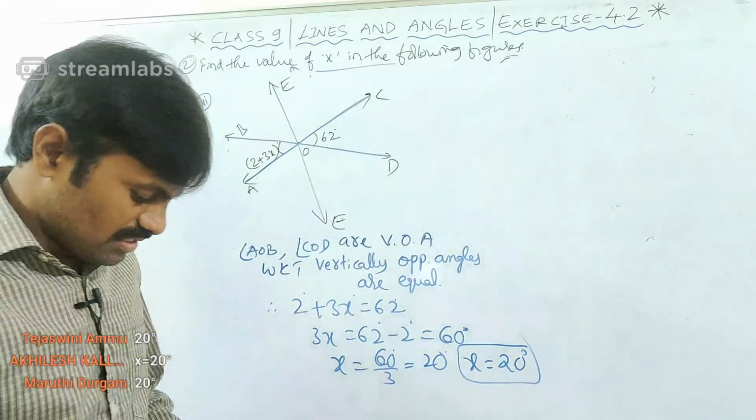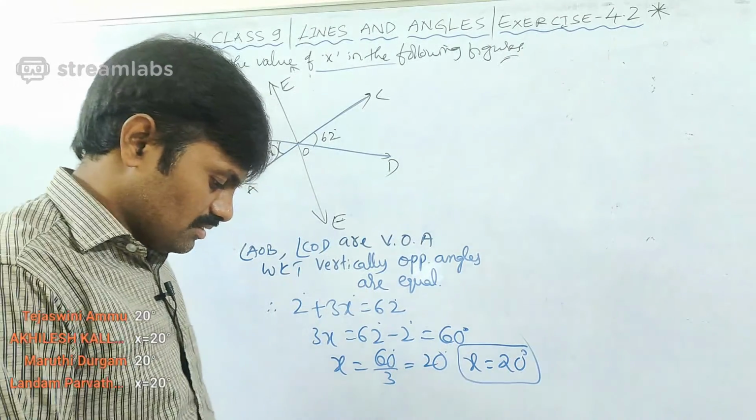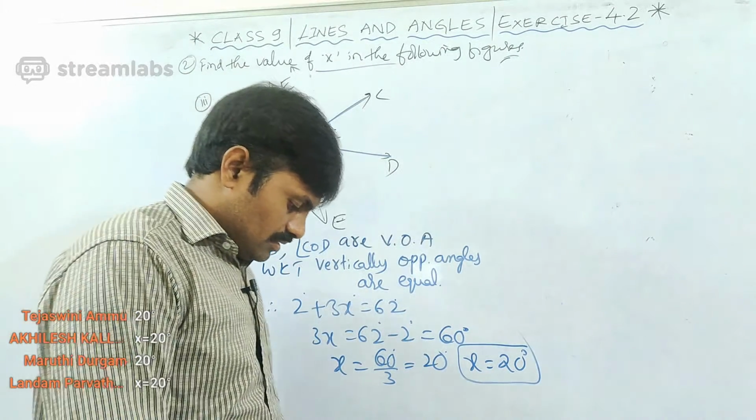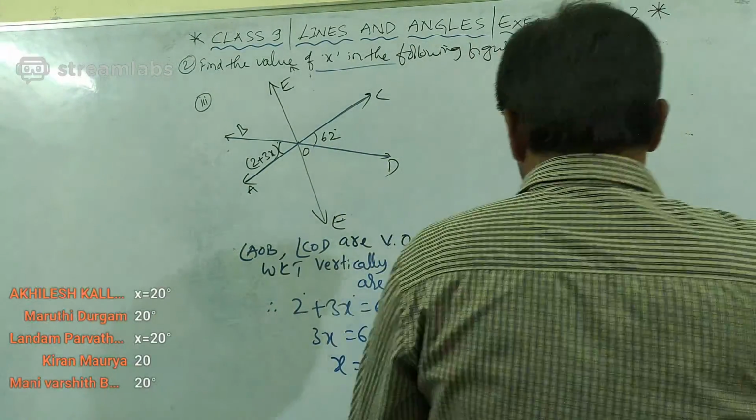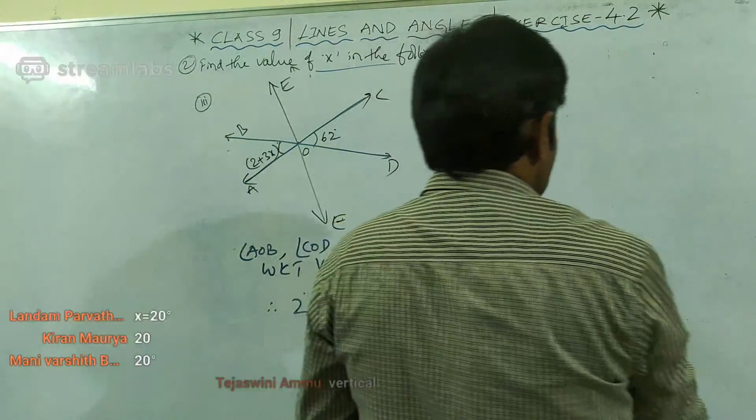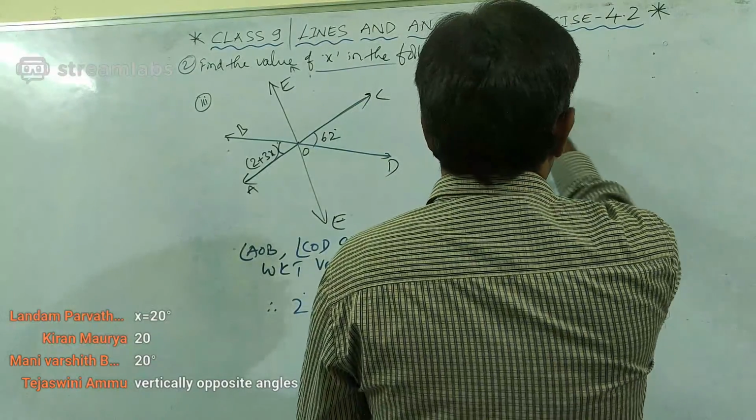Now what is the fourth one of this same question? Here are given two perpendicular lines. Two lines are intersecting perpendicularly.